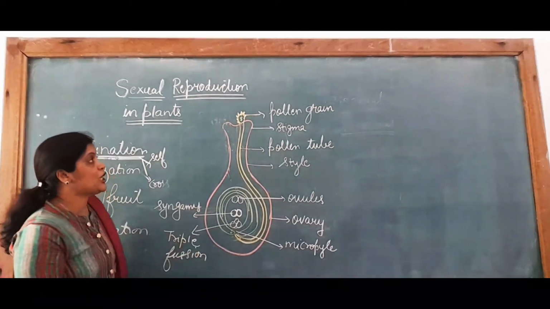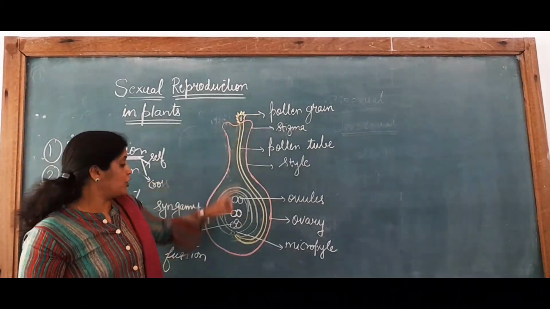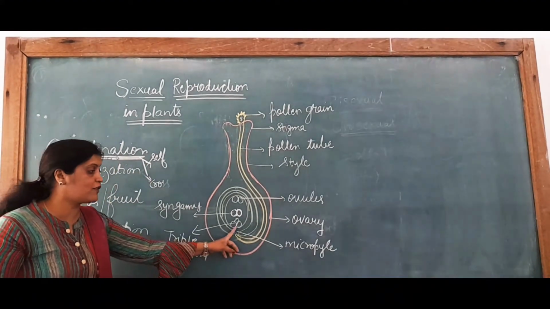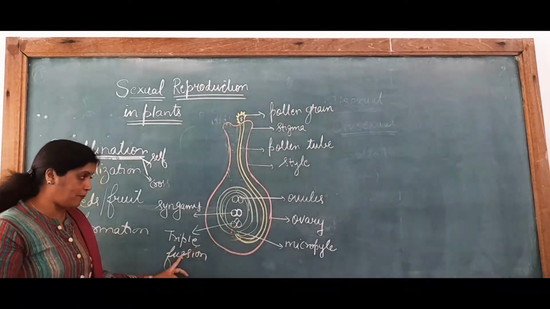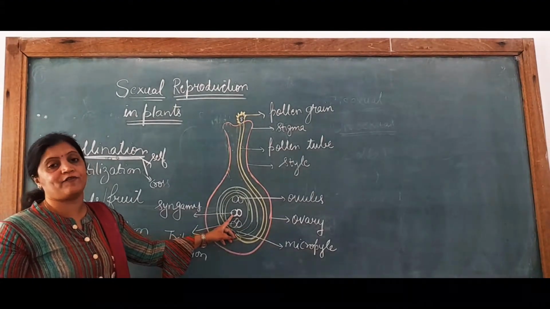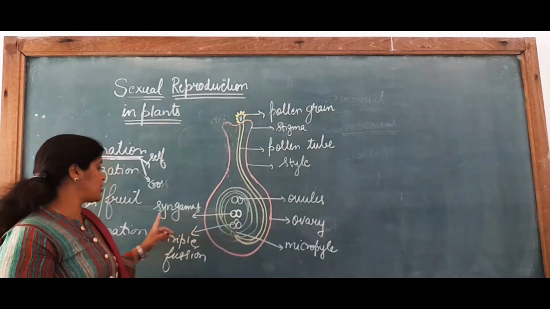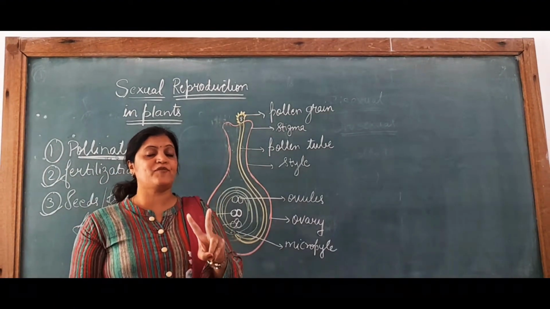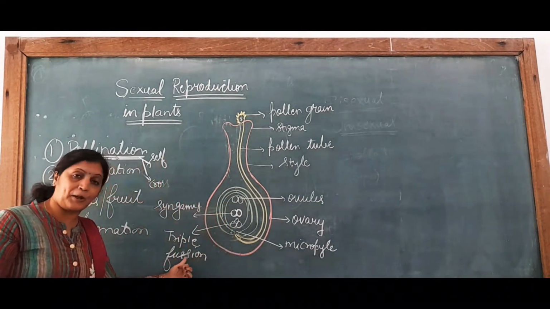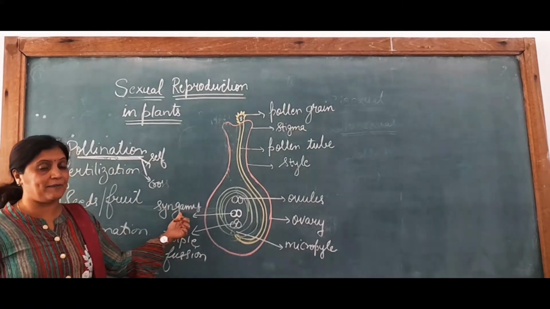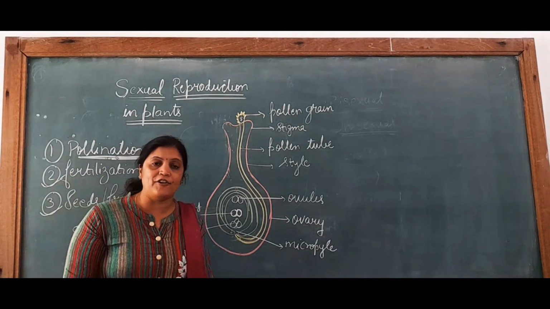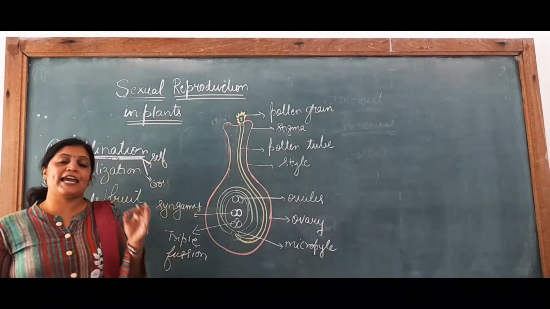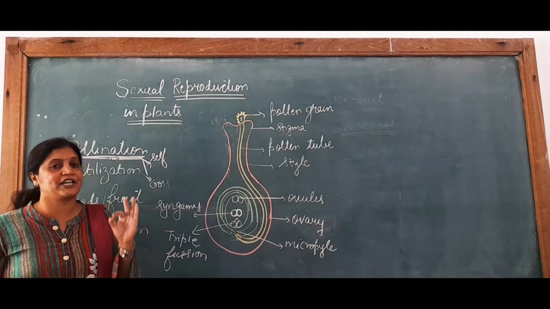So here you can see two nuclei of the pollen grain. Two times fertilization takes place. One time it is called triple fusion, which fuses with the two ovules on the poles. And in the center, one ovule and one pollen grain nucleus get fertilized, which is called syngamy. So in plants, two times fertilization takes place: one time triple fusion and the second time syngamy. That's why we can say in flowers double fertilization occurs.